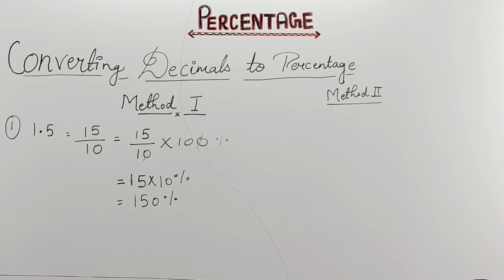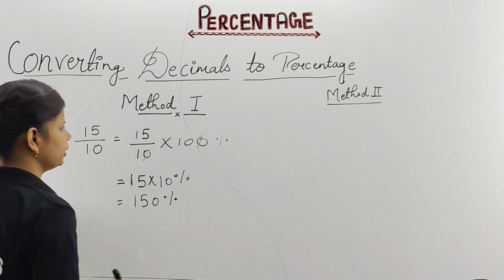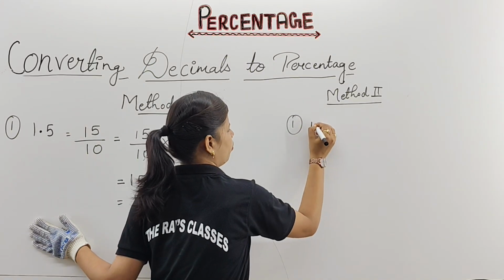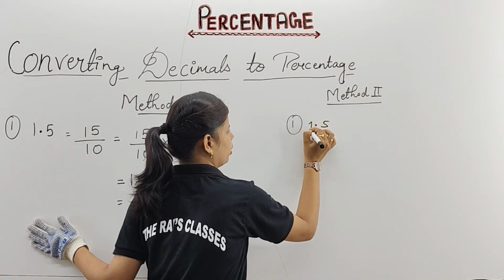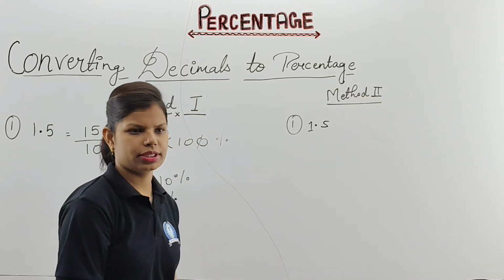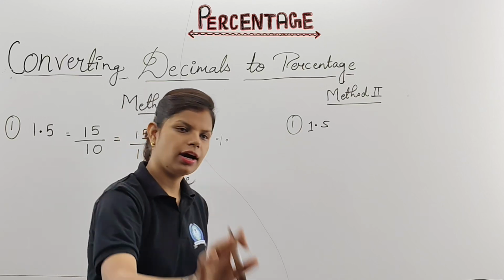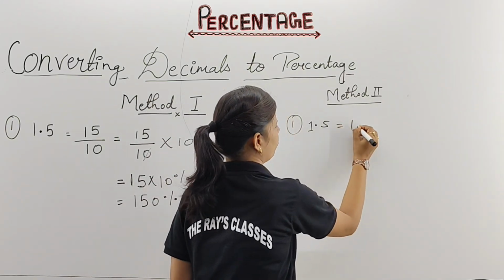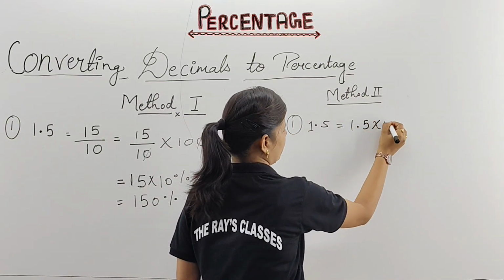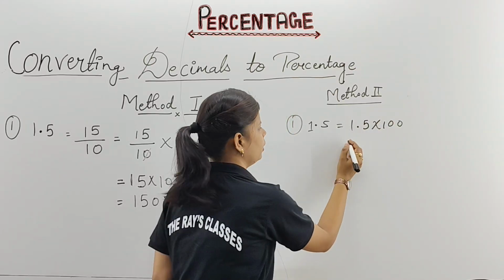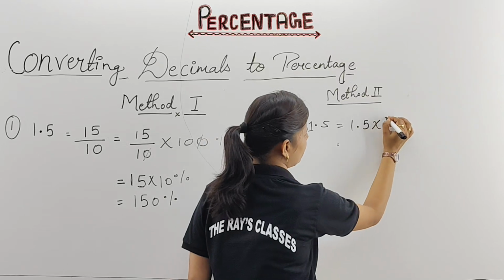In the second method we don't have to do many things. Simply we have to multiply that number. The question will be the same. First you will write 1.5. To convert decimal into percent, what are you going to do? You have to multiply with which number? You have to multiply with 100. So 1.5 multiply by 100. Do you get my point? Now what you have to do? You have to change the place of your decimal.